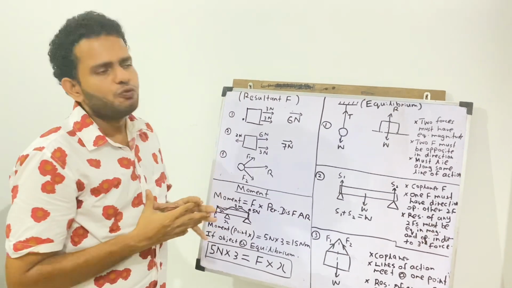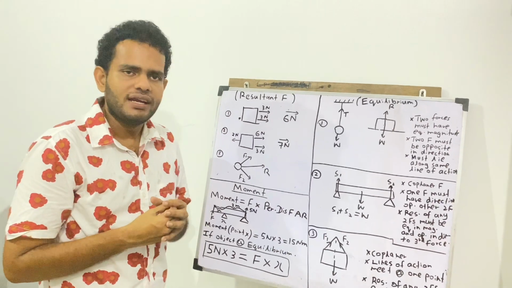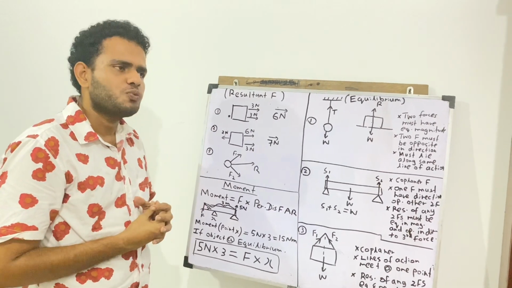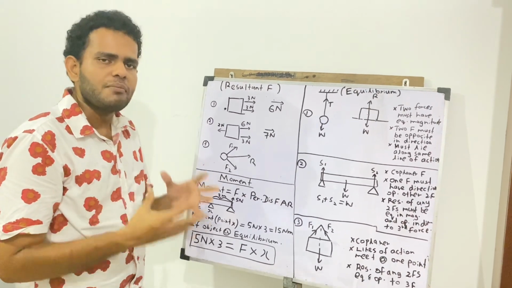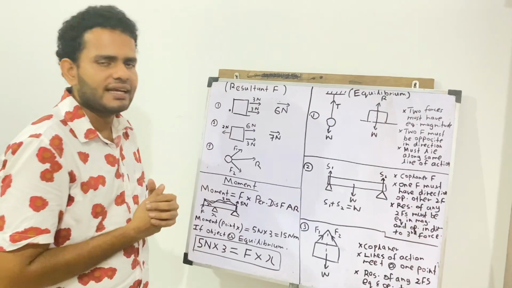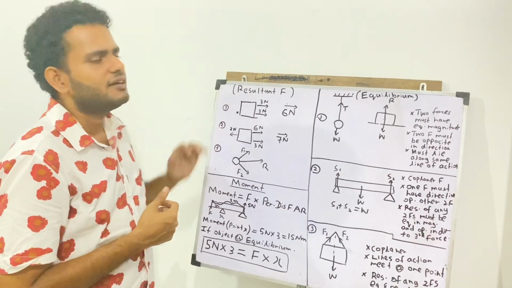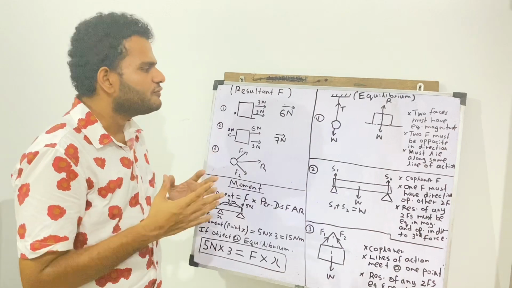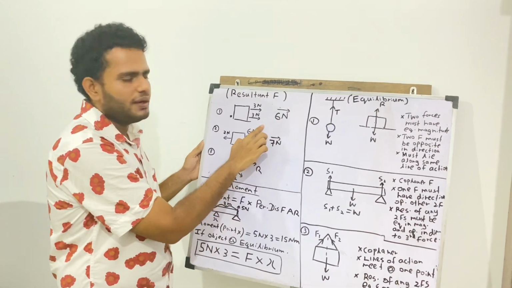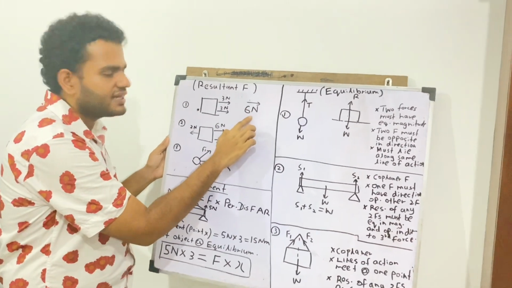When more than two forces are acting on a particular object, the single force which can give the same result of all the forces acting is called the resultant force, right? So the resultant force, if you take this example, the resultant force is 6 Newton.